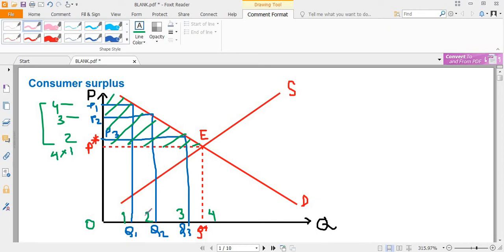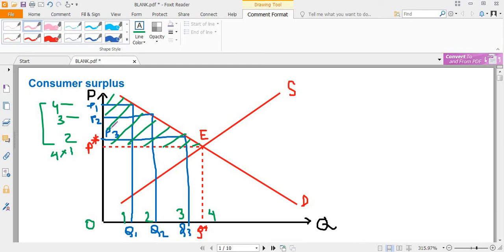He was willing to pay 4 rupees for the first unit, but at the market equilibrium he ends up paying only 1 rupee for the first, 1 rupee for the second, 1 rupee for the third, as well as 1 rupee for the fourth, though he was actually willing to pay 4 rupees for the first, 3 rupees for the second, 2 rupees for the third, and 1 rupee only for the fourth. So he ends up saving 4 plus 3 plus 2 rupees. This portion is what is called the consumer surplus, and this consumer surplus is what is saved when the market operates in perfect competition, and this is the equilibrium market where demand meets supply.